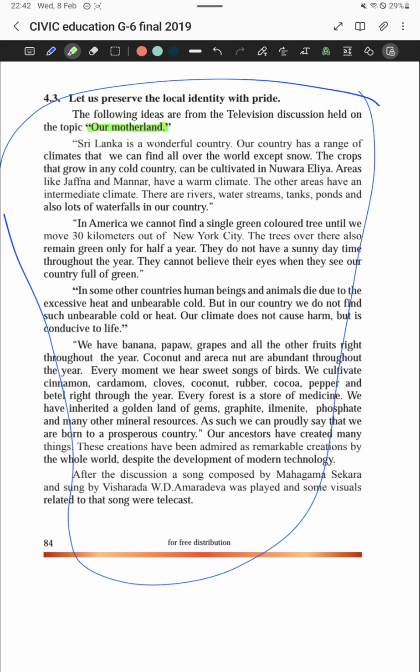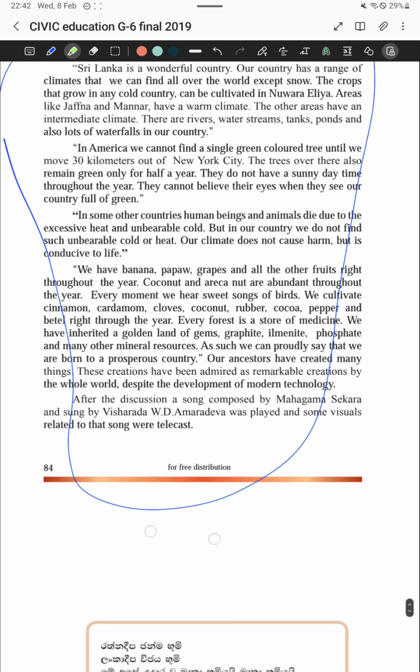And also in America, there are not many trees, right? But they are trying to grow trees. But we have trees, and we are going to destroy the trees. That is the bad thing that we are doing in this country, right? So likewise, you can follow up in this paragraph under 4.3, the subtopic, let us preserve the local identity with pride.